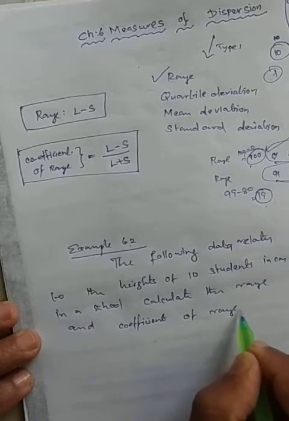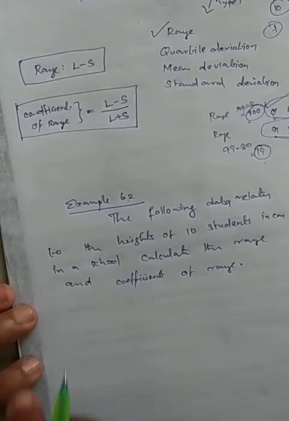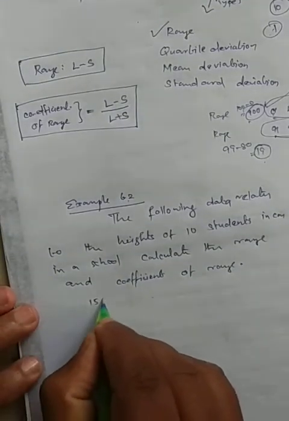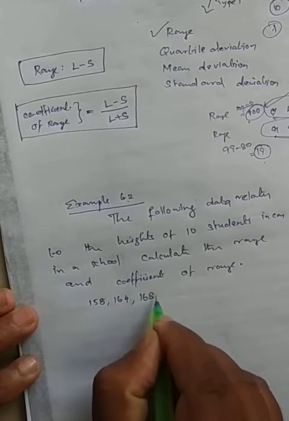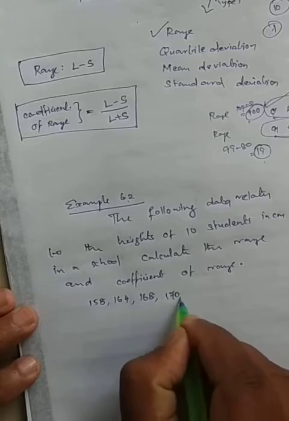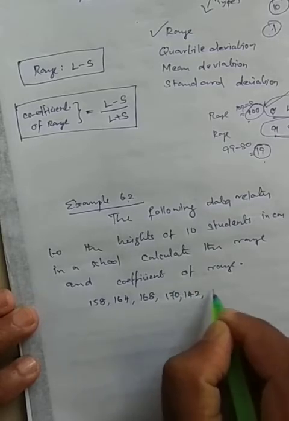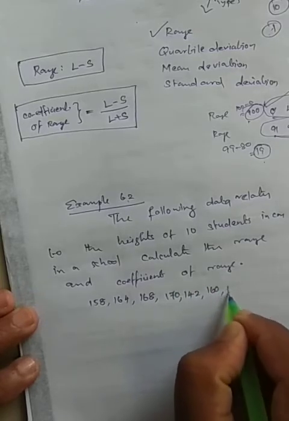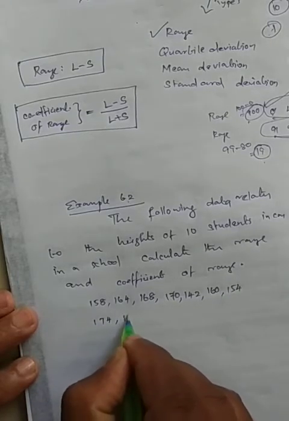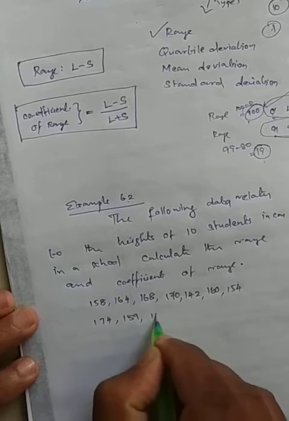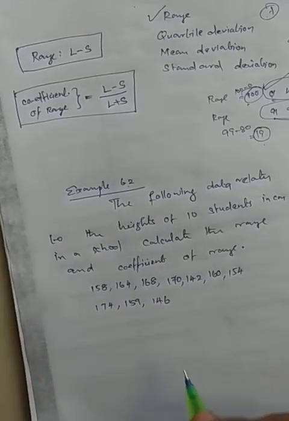We need to calculate. So the data is like that. What's that one? 158, 164, 168, 170, 142, 160, 154, 174, 159, 146. So this is the data.